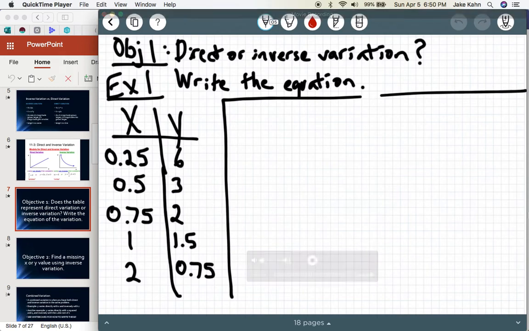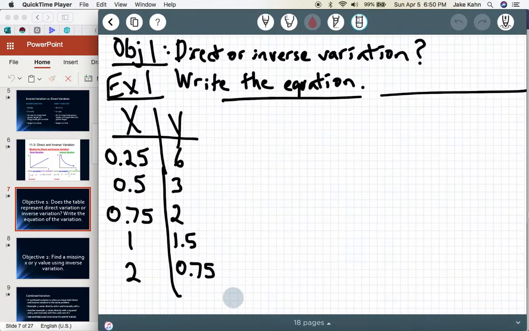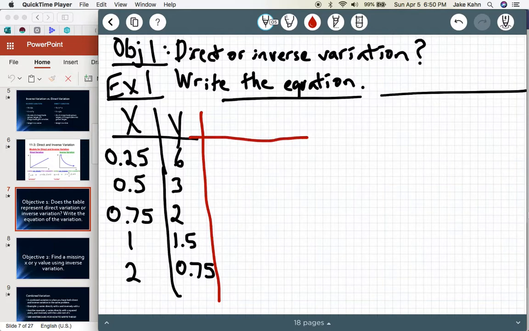Cool. All right. So we are looking at a table of values. I have 4 coordinate points here. And I am simply asked, is this direct or inverse variation? And then if it is one of those, write the equation. I'm going to erase this line here because the first thing that we're going to actually do is we are going to add an extra column to this table because I'm going to do a quick little calculation.